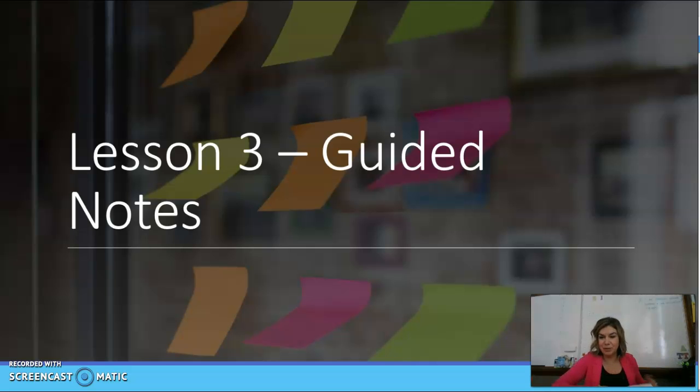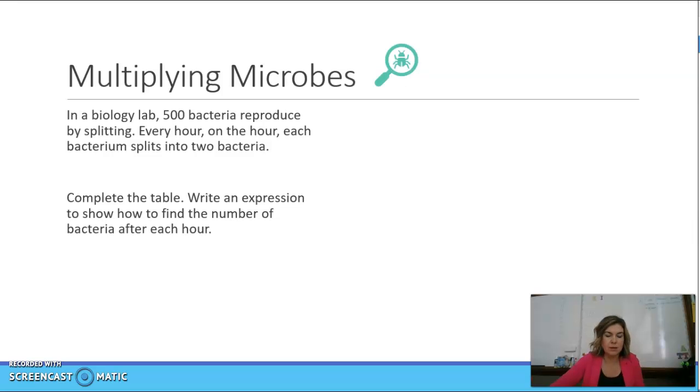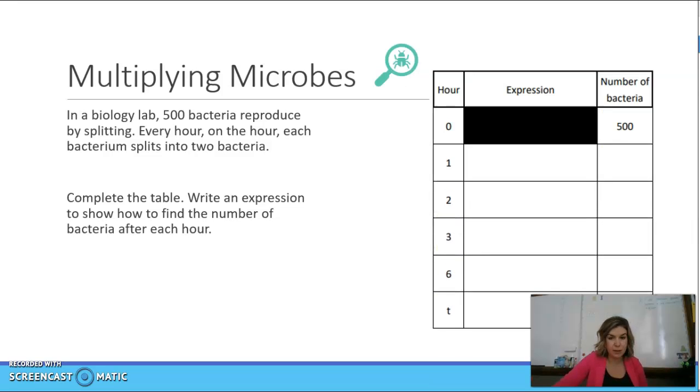I'd like you to find in your notes where it says lesson 3. I believe the top of it says something like exponent rules, but we're not going to work through that. We're going to start actually about halfway through the page with multiplying microbes. In a biology lab, 500 bacteria reproduce by splitting. Every hour, on the hour, each bacterium, which is a single little organism, splits into 2. So we're going to complete this table and write an expression to show how to find the number of bacteria after each hour. So here's the table that you have on your notes.